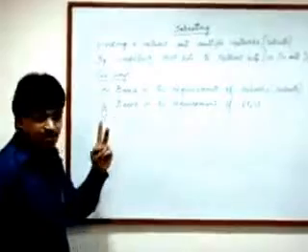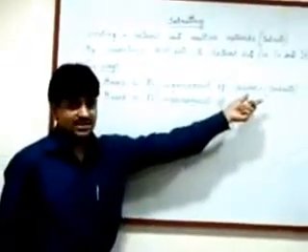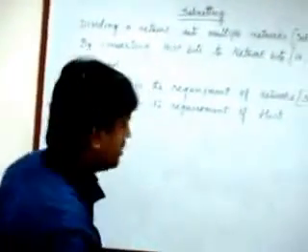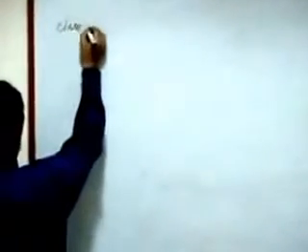Subnetting can be done in two ways, based on the requirement of networks, that is subnets, and based on the requirement of hosts. So let us see how to do this subnetting. First we'll do subnetting in class C. We'll take a class C network and do subnetting.